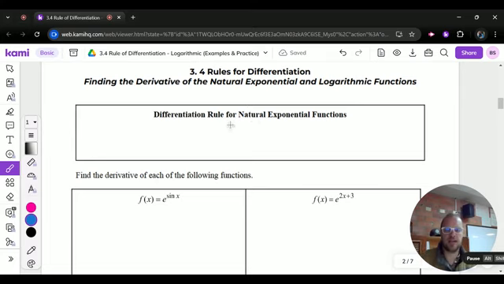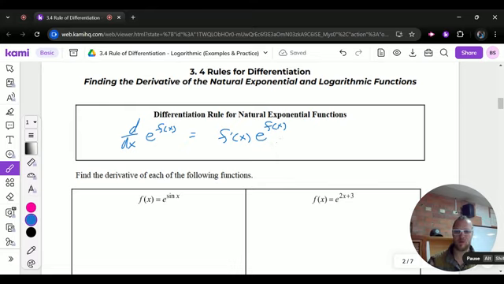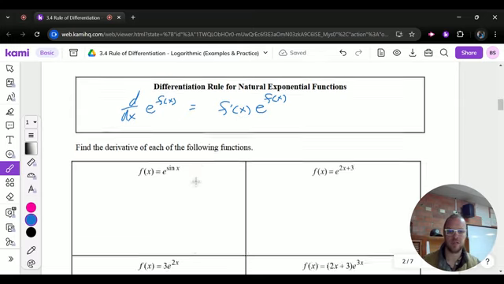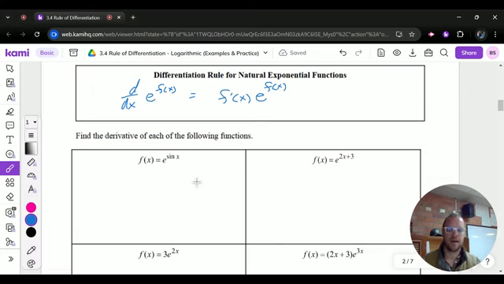All right, so we're going to look at our differentiation rule for natural exponential functions. So d/dx of e to the power of f of x, so some other function, is just going to be f prime of x times the original function, e to the f of x. We love this one because it's super easy, right? It's not at all in any way difficult. We take the derivative of the exponent, bring it down, and slap in the original function, and we're done. So let's put that into some practice here.